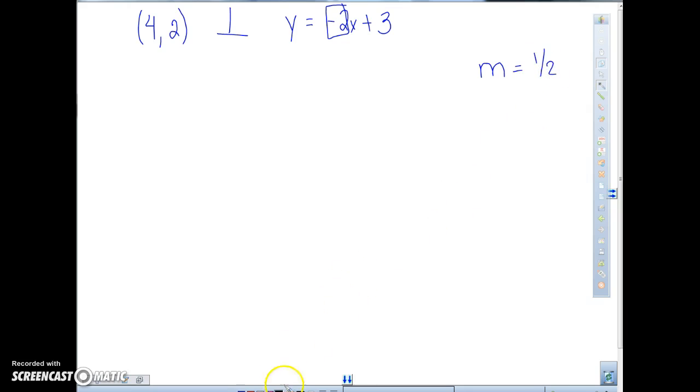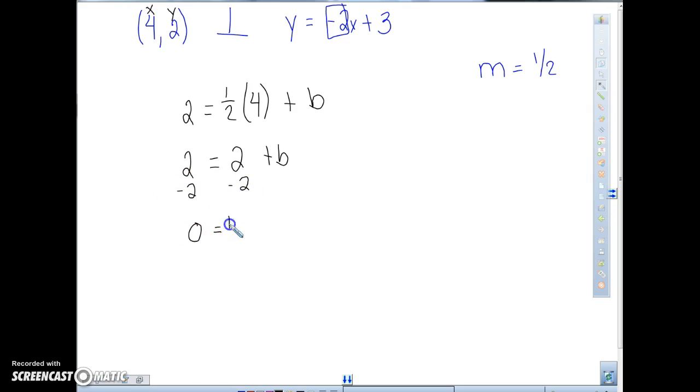So now we just have to substitute things into the problem to find our b. If we have y equals mx plus b, remember these are points. So we have 2, because that's our y, is equal to 1/2, which is our slope, and our x is 4, plus b. We're looking for that b. So 2 is equal to 1/2 times 4, half of 4 is 2, plus b. We subtract 2 from both sides. We get that 0 is equal to b.